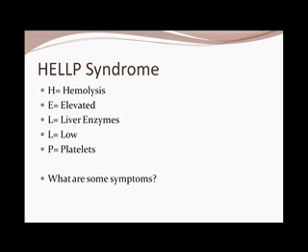HELLP syndrome can be associated with severe preeclampsia. HELLP stands for hemolysis, because we have the breakdown of blood cells, the vascular damage. EL stands for elevated liver enzymes, because we have the decreased perfusion to the liver. And then LP stands for low platelets. Platelets would be less than 100,000. So this is HELLP syndrome. Symptoms that the patient might experience include nausea and vomiting, malaise, flu-like symptoms, and epigastric pain.